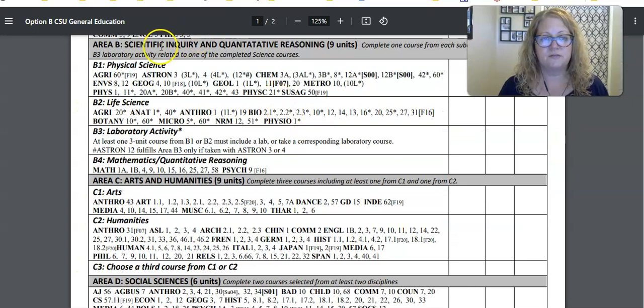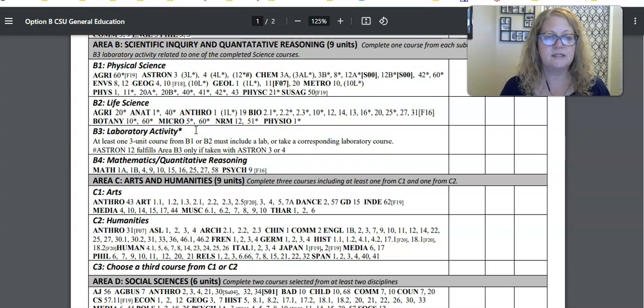Area B is your scientific inquiry and quantitative reasoning, also 9 units. You need 1 physical science class, and you need 1 life science. And one of those needs to have a lab, okay? And so you have 2 choices on how to do the lab. You could take AGRA 60, that has an asterisk here, and the asterisk means that the lab is part of the class. So when you sign up for AG 60, you're signing up for the lecture and the lab together.